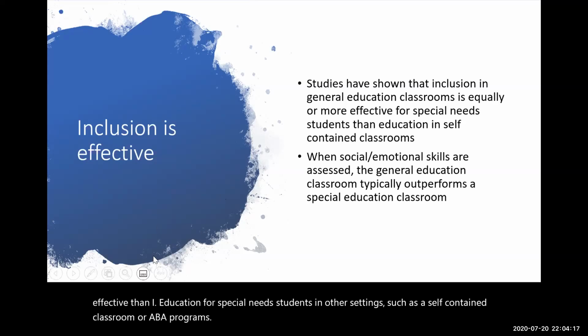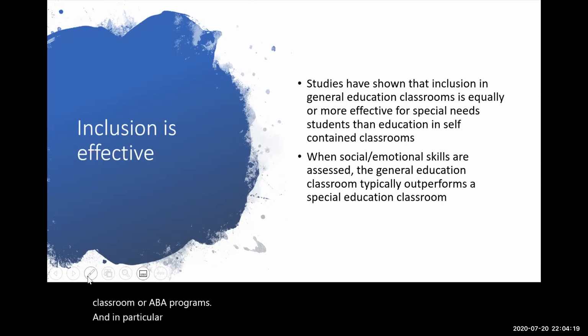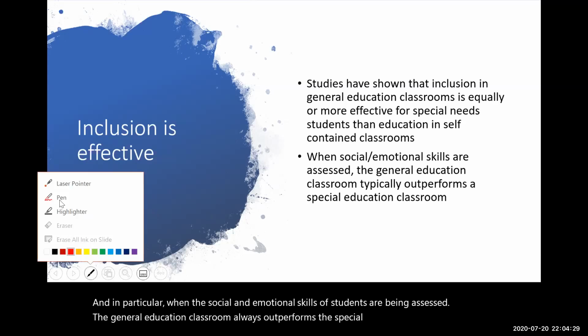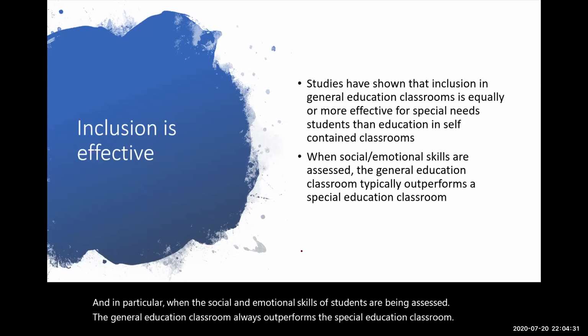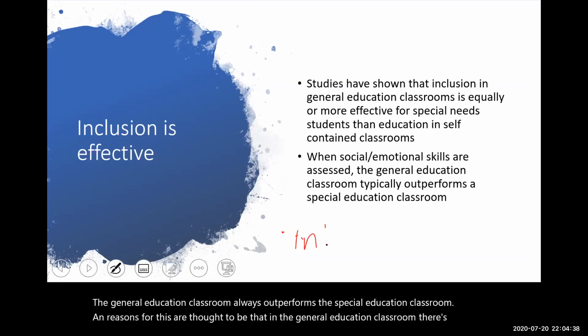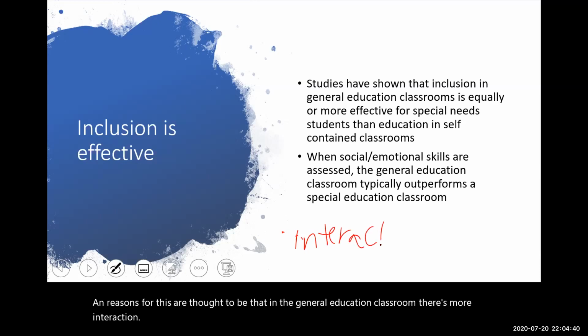And in particular, when the social and emotional skills of students are being assessed, the general education classroom always outperforms the special education classroom. And the reason for this is thought to be that in the general education classroom, there's more interaction with peers.